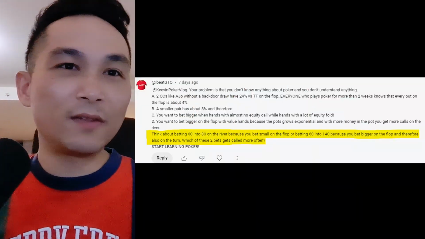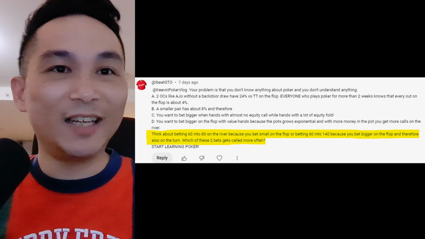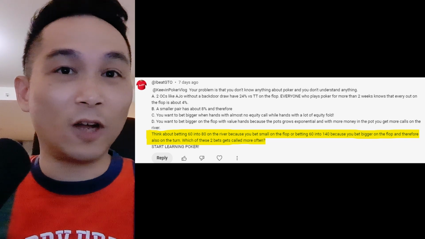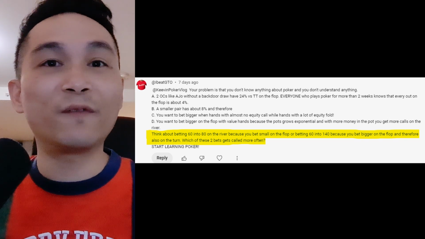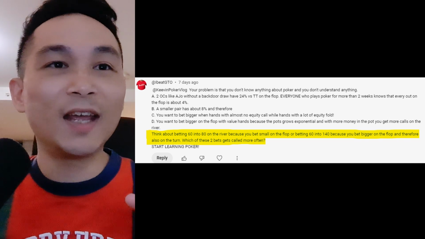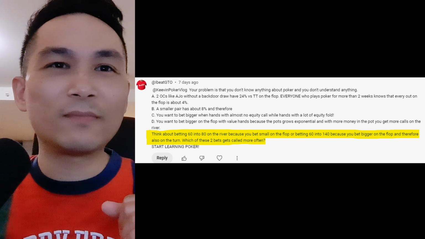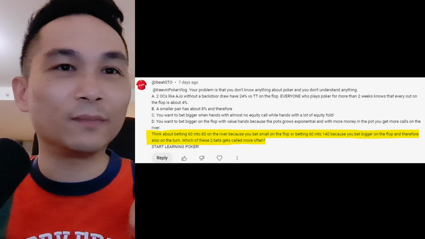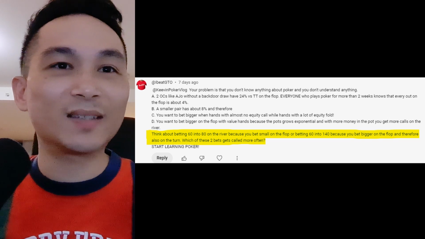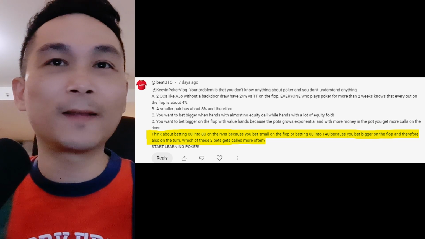Okay. Think about betting 60 into 80 on the river because you bet small on the flop, or betting 60 into 140 because you bet bigger on the flop and therefore also on the turn. Which of these two bets gets called more often?